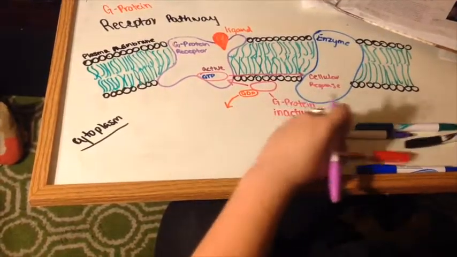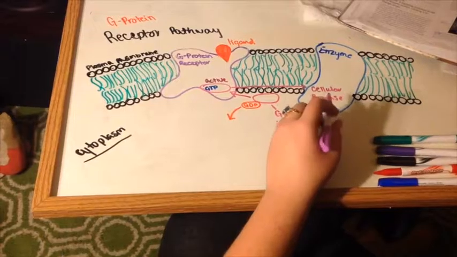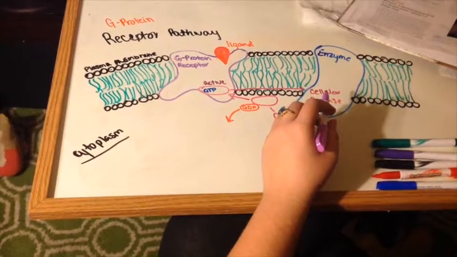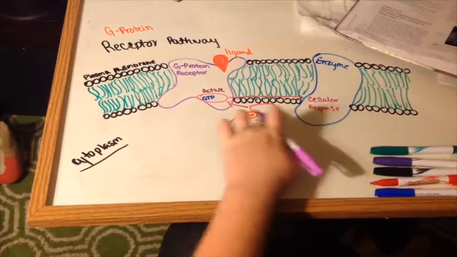So this is a recurring process because it is repeated. Once it gets to the enzyme, what it's going to do is it's going to hydrolyze, and basically, let's just erase all this.